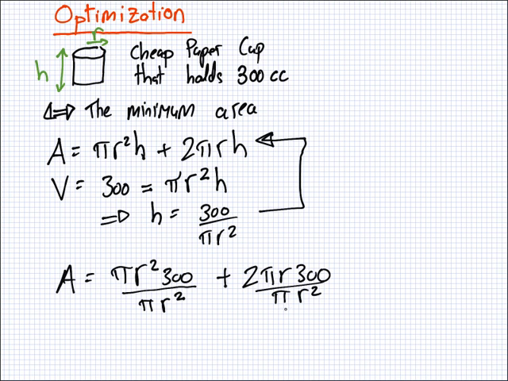We can do a lot of cancelling. What are we left with here? 300 plus 600 over r.